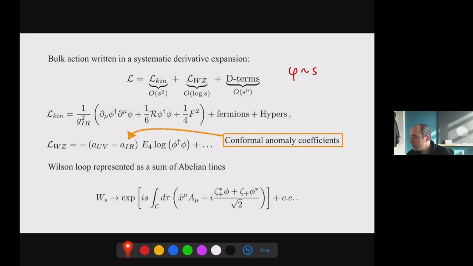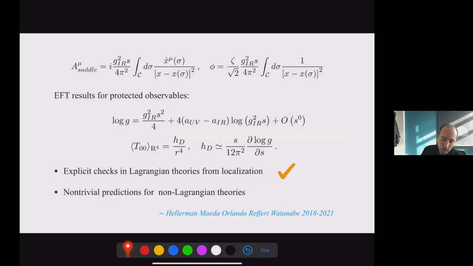Okay, now we have essentially an effective field theory that is almost a free model with some tiny correction. We can just compute. We expand around the saddle point. The saddle point, again, is simple. You see both the gauge field and the scalar field scale like S, and I kept the contour of the line arbitrary for simplicity, for generality.